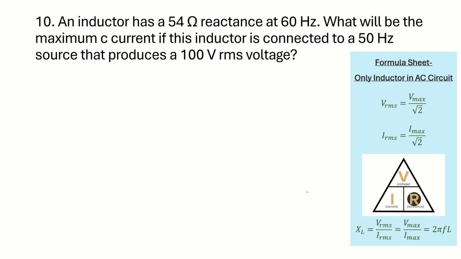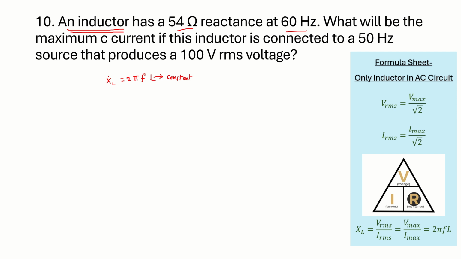Last question in the inductor case. So an inductor is given 54 ohm reactance at 60 Hz frequency. What will be the maximum current if this inductor is connected to a 50 Hz frequency source that produces a 100 VRMS voltage? Okay, so remember the relation here, the frequency with the XL. So we know for an inductor XL equal to 2 pi FL. This is the formula. For an inductor, it means that we are keeping the inductor constant. So this part L is constant. Same inductor we are using in both the cases.